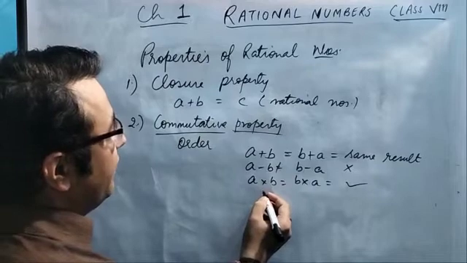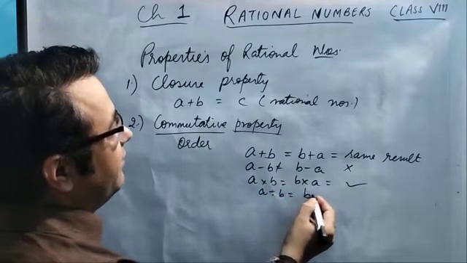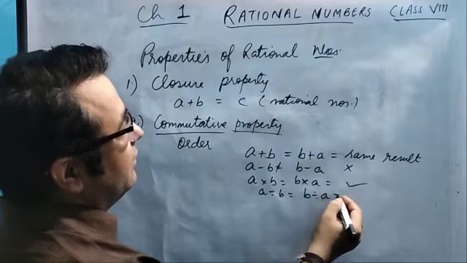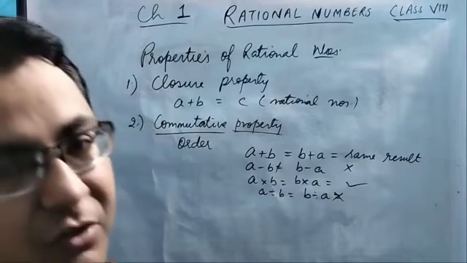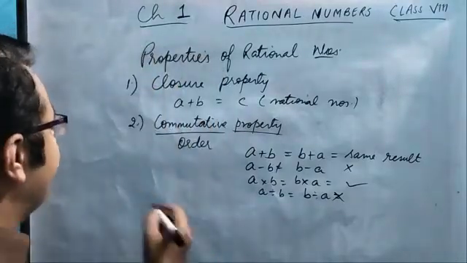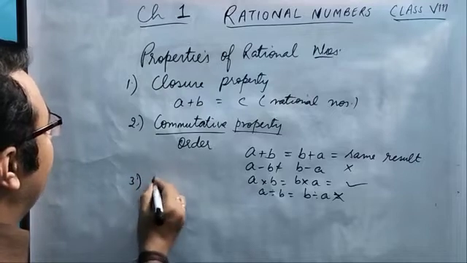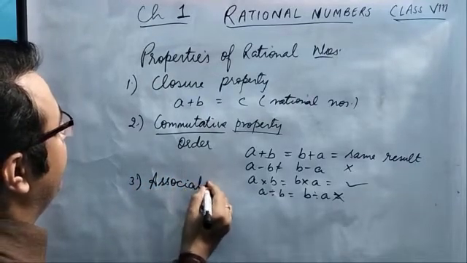Let us also check for division. Is a divided by b same as b divided by a? It is not. So commutative property does not hold good for division of rational numbers. Next property is associative property.